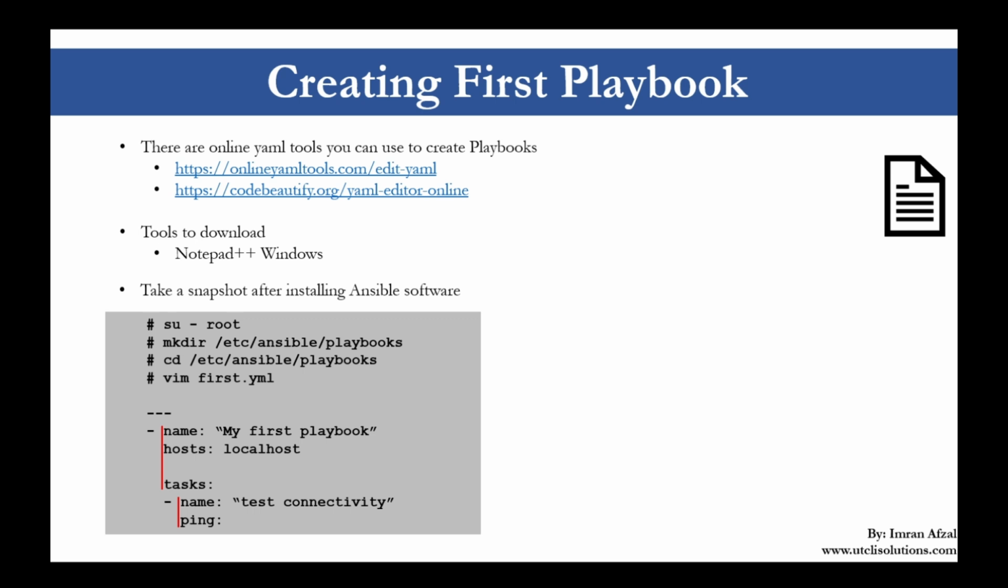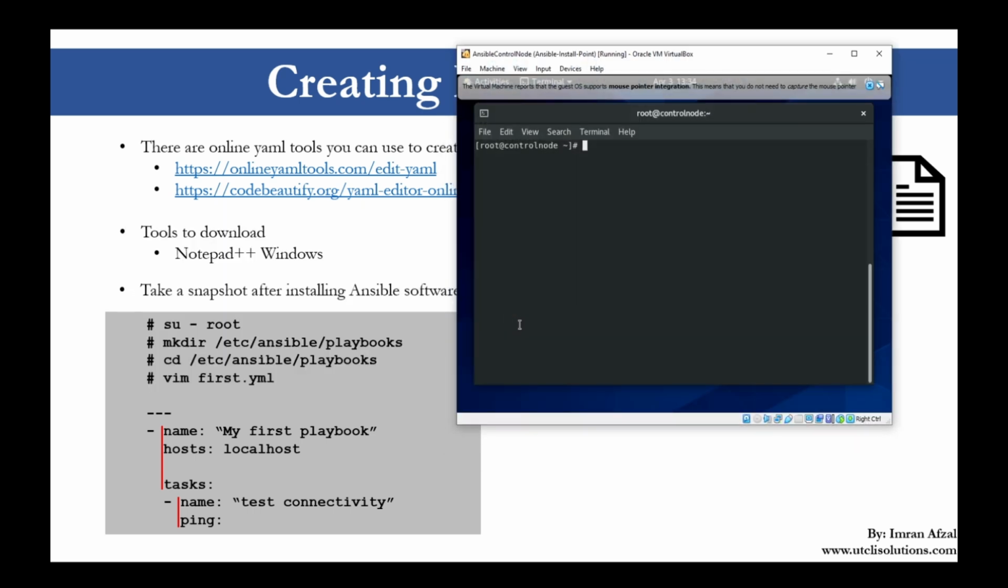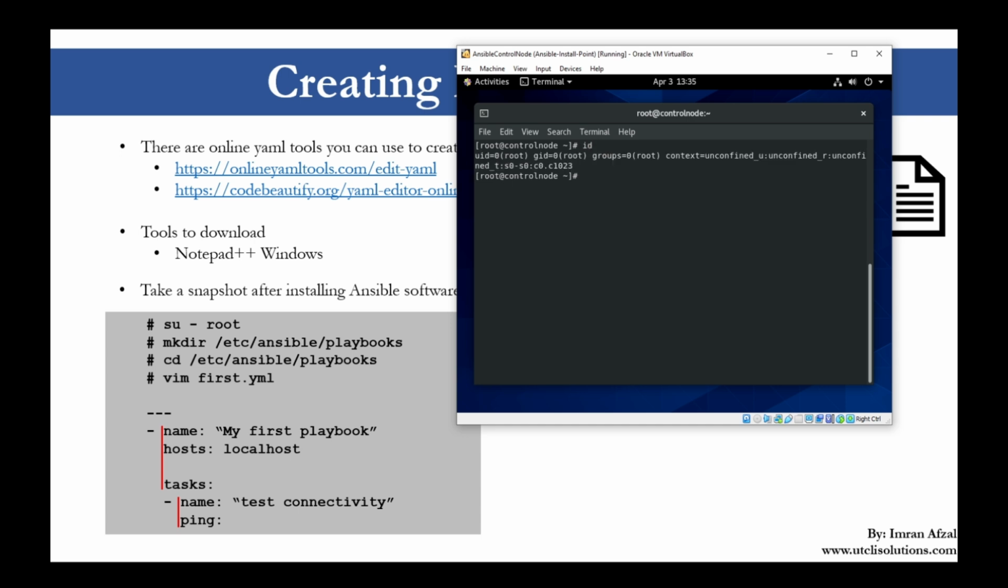All right, let's go into our Linux machine. Right here is our Linux machine. And before we do anything, let's create a snapshot, which we already did, by the way. Sorry. Yes, we have taken our snapshot. Now go ahead and become root, which I am already. Yes, when I do id, it shows I am root. Okay, let's make a directory, /etc/ansible/playbooks. This is the directory where we will create all our playbooks. Let's cd into the directory.